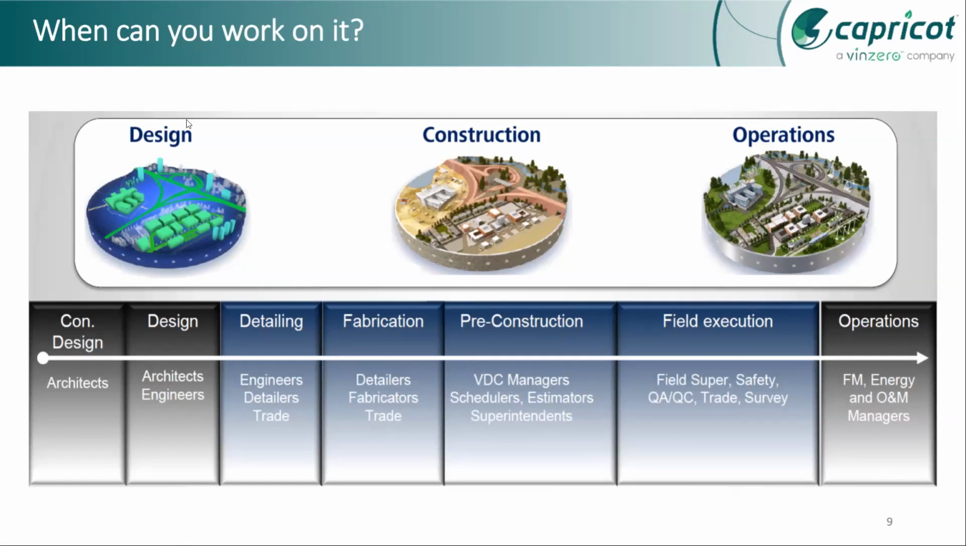Okay. So when can you work on it? We start from the conceptual design. Then we go to the main design stage. We go to the detailing part, the fabrication part. So at every stage, Revit or the BIM process helps you in developing the model.